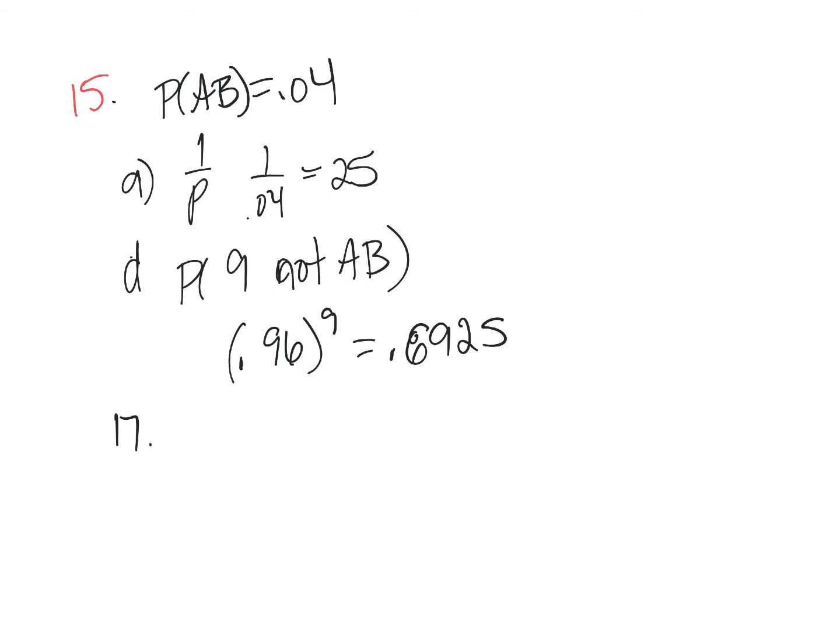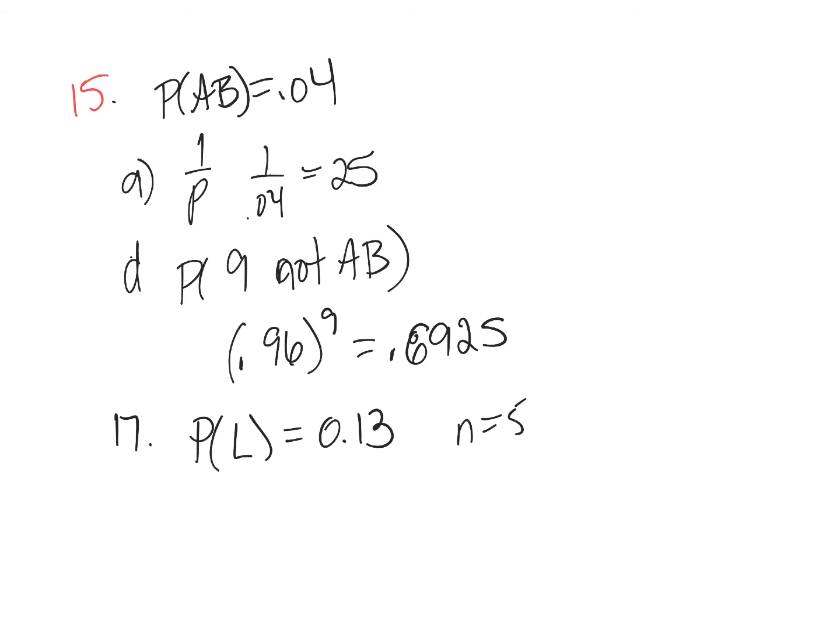And 17. Assume that 13% of people are left-handed. Probability of being left-handed is 0.13. If we select 5 people at random, find the probability of each outcome described below. What's the probability the first lefty is the 5th person?